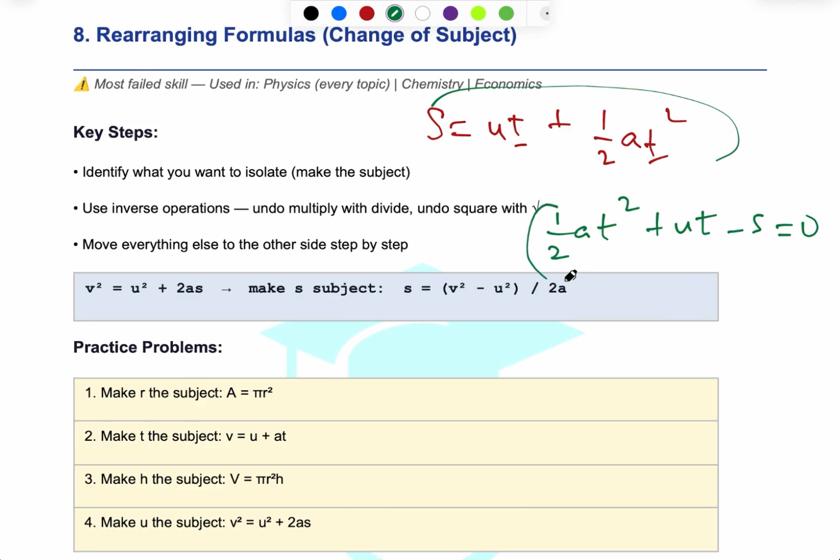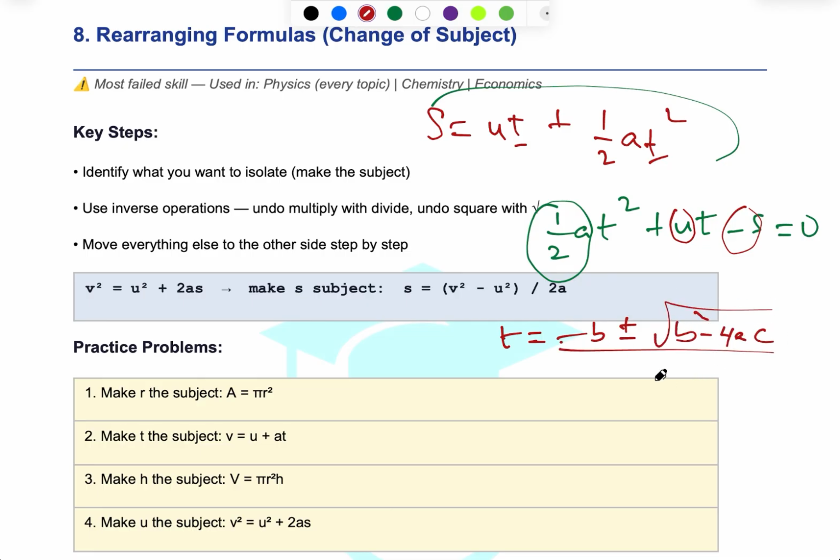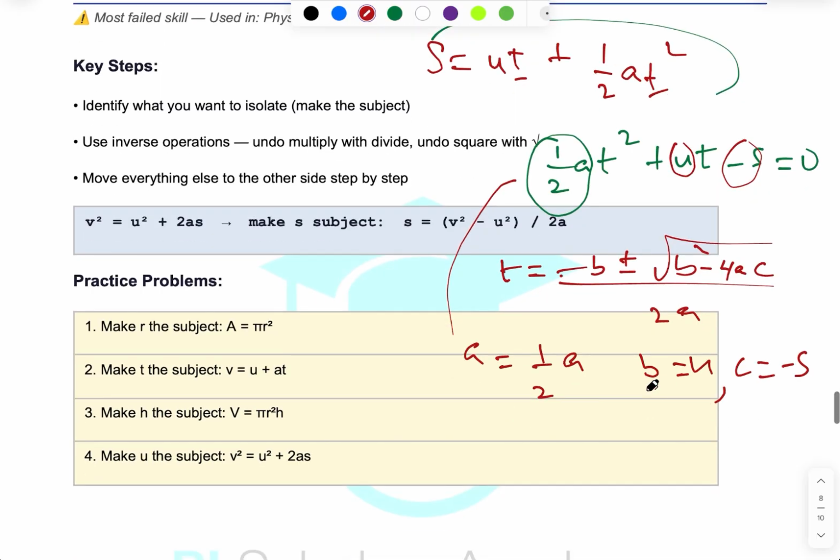So if you look at this now, this is a quadratic equation, and using that formula, t will be minus b plus or minus square root of b squared minus 4ac, everything divided by 2a. In this case, your a is actually 1 over 2, your b is u, and your c is minus s. You just substitute into this formula and you solve your problem. That's exactly how you solve complex ones like that.